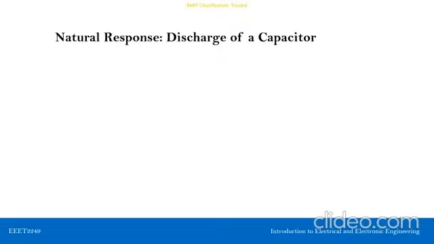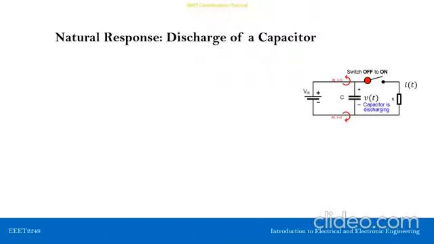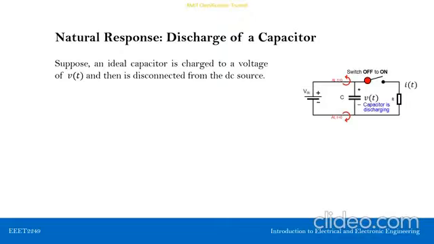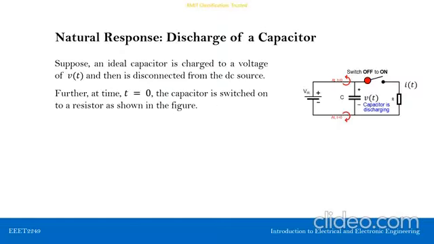Now we will explain the natural response of an RC circuit. During the natural response, a capacitor will be discharging. Suppose an ideal capacitor is charged to a voltage of V and then is disconnected from the DC source. Further, at time t equals 0, the capacitor is switched on to a resistor as shown in the figure.